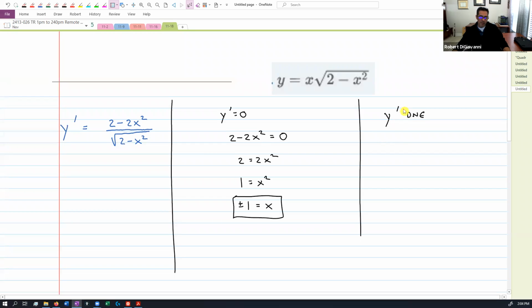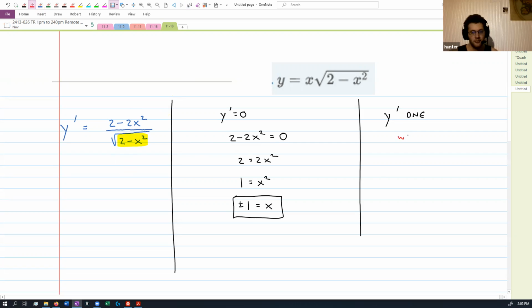Now, what about where the derivative doesn't exist? So look at your derivative. Are there any problems you would ever have here? Maybe, right? Look, you have a square root. So you better promise me that this right here is never negative, and you better promise me it's never 0, because if it's 0, you have division by 0.